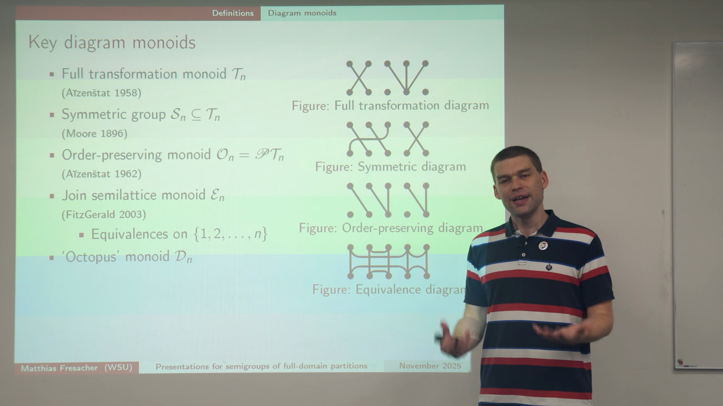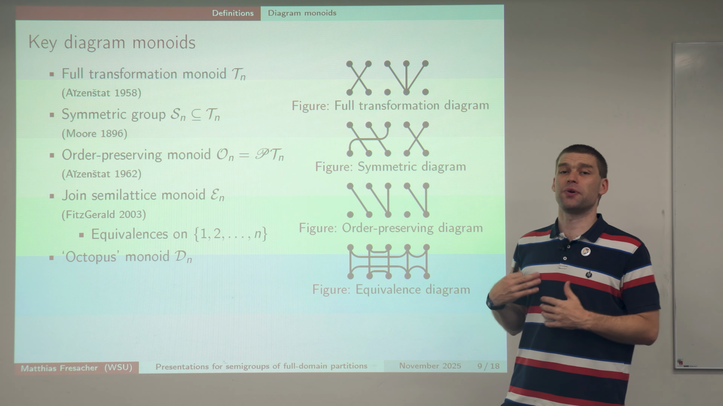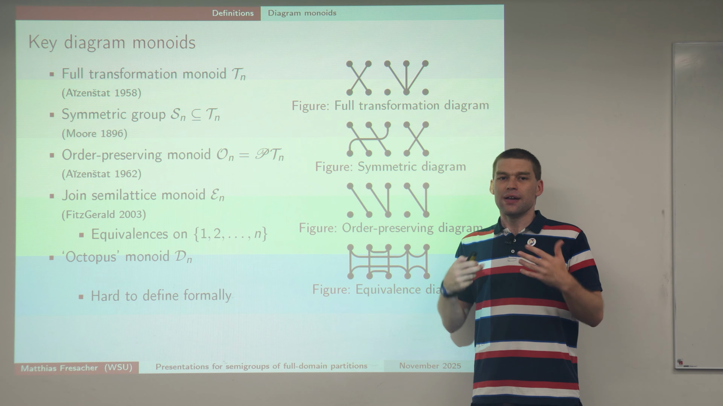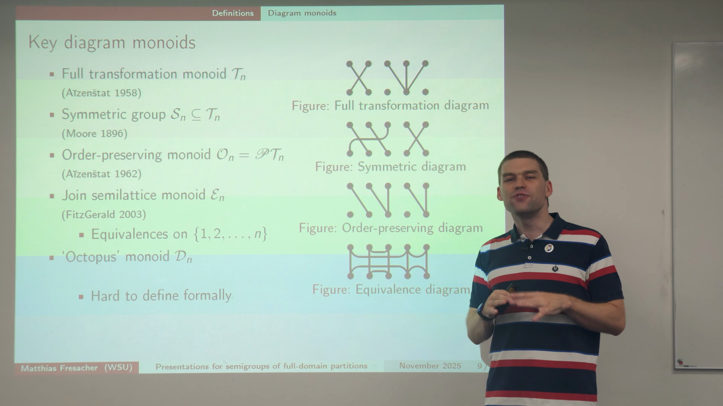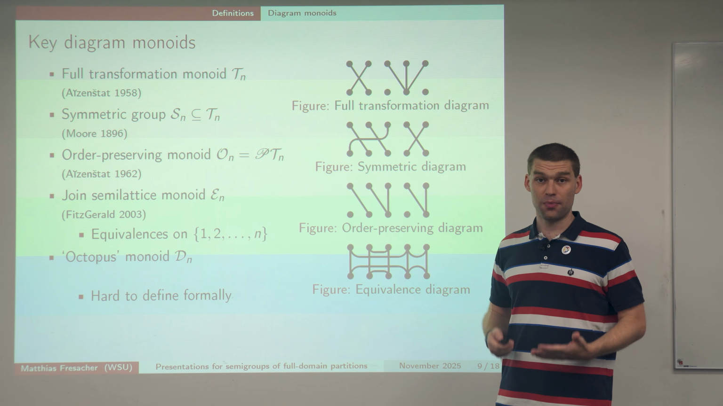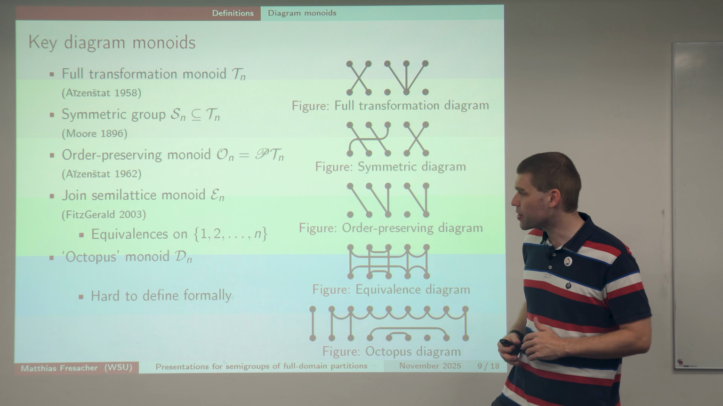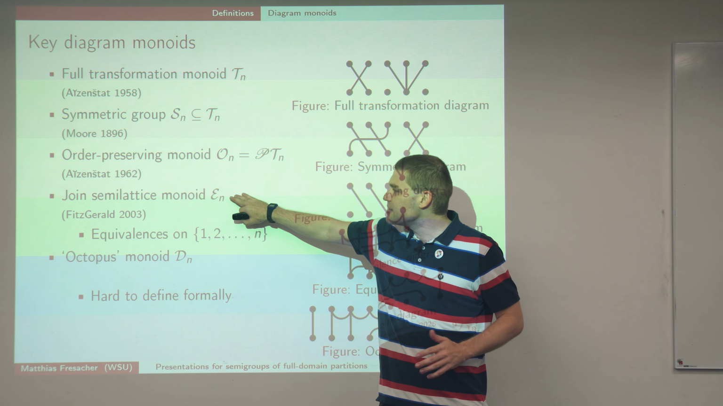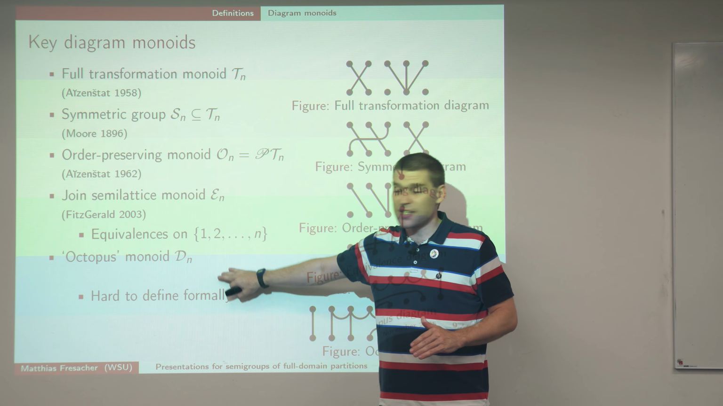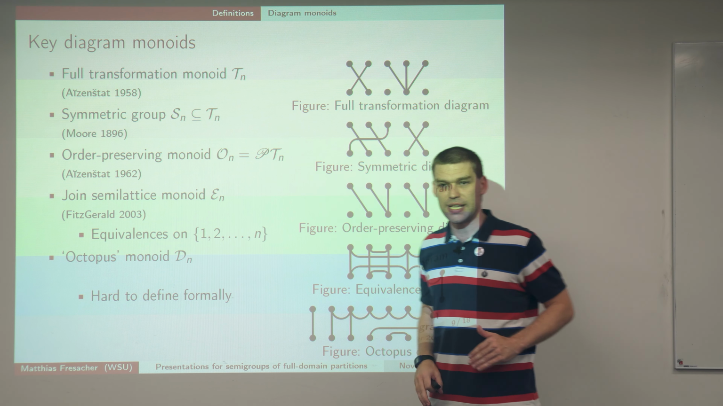Next I have an octopus monoid, or at least that's what I'm calling it, Dn, because it doesn't actually have a name, and unfortunately it's a little bit hard to define formally. So instead I'm just going to make use of a picture to explain to you how it works. And basically it is the planar version of En, so it's going to play a very similar role to En.